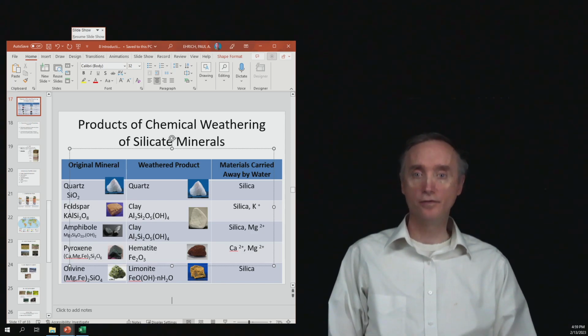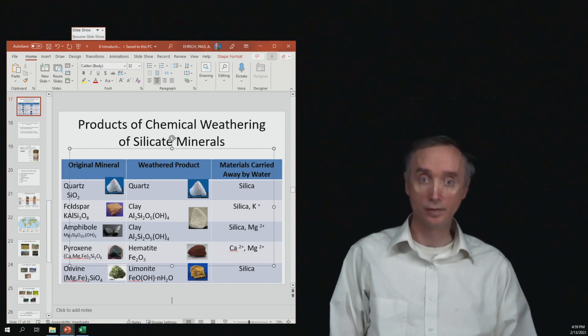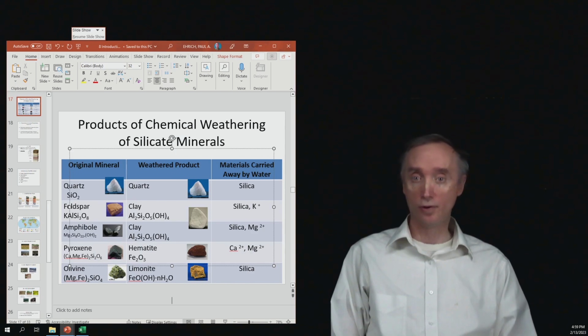Okay, now let's look at feldspar. So feldspar, as you can see in its chemical formula, has some potassium and some aluminum in it. And then when it weathers, it turns into clay. And then the other stuff that is released is going to be silica, which goes into the groundwater, and then potassium ions. Amphibole has more magnesium in it. And so again, it turns into clay, but into the groundwater goes silica and magnesium.